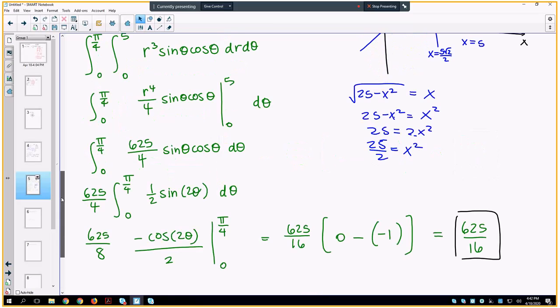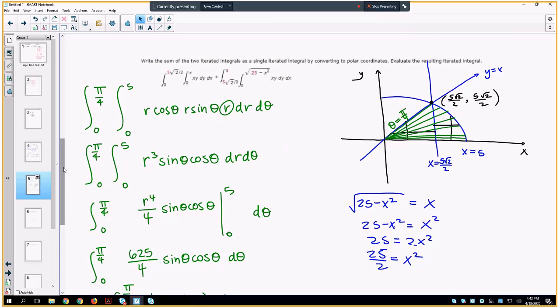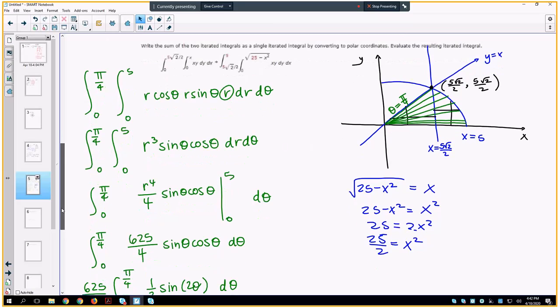of this iterated integral. So as you can see, quite simple once we changed it into polar coordinates, whereas it might have been quite a bit more difficult if we left it in rectangular coordinates.